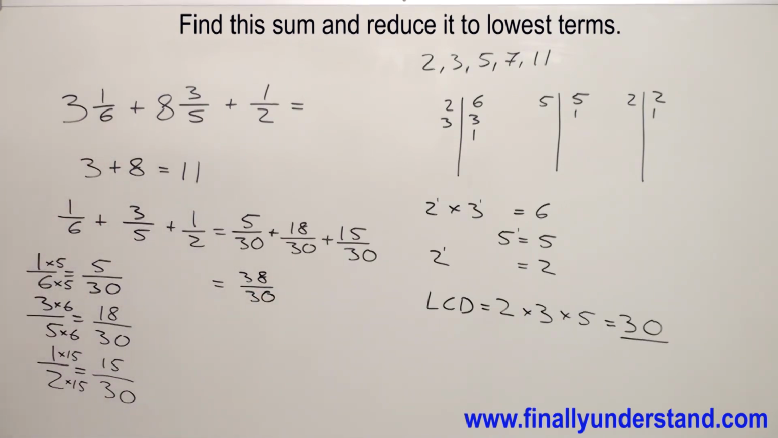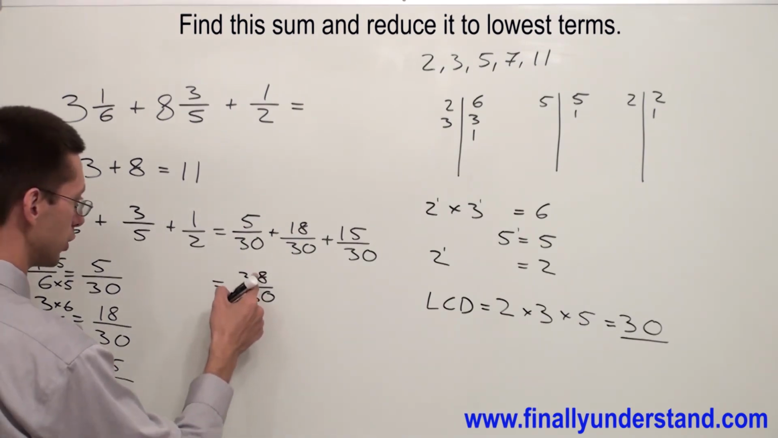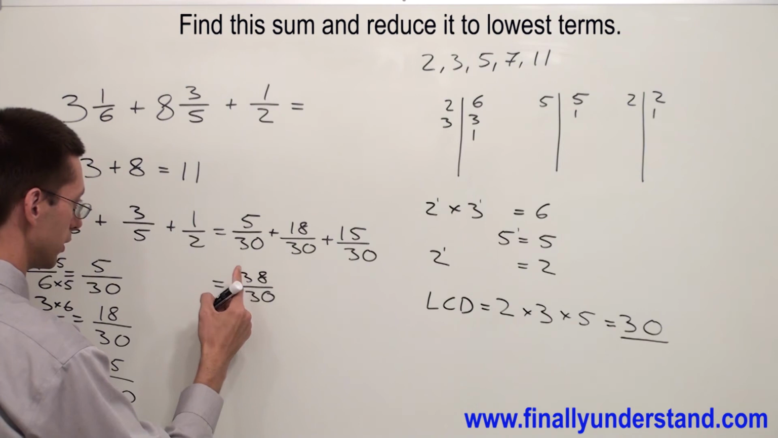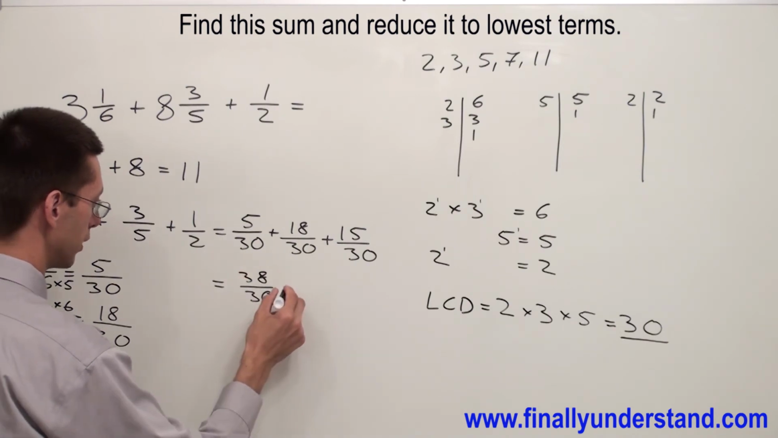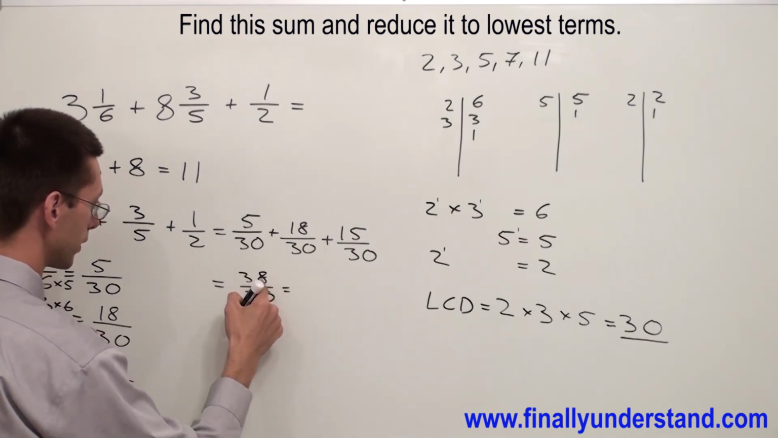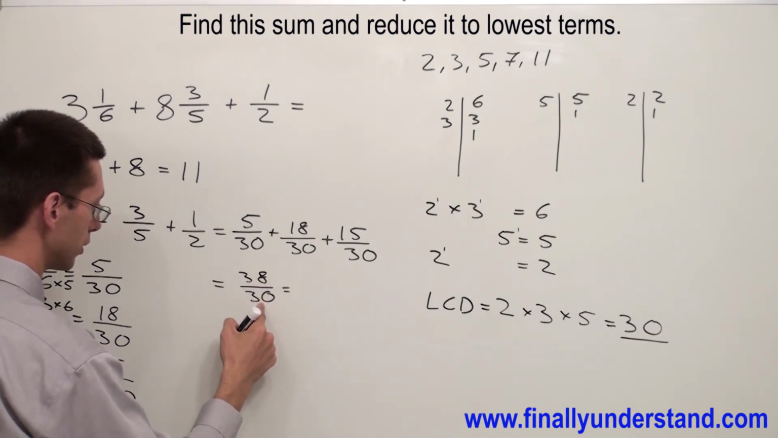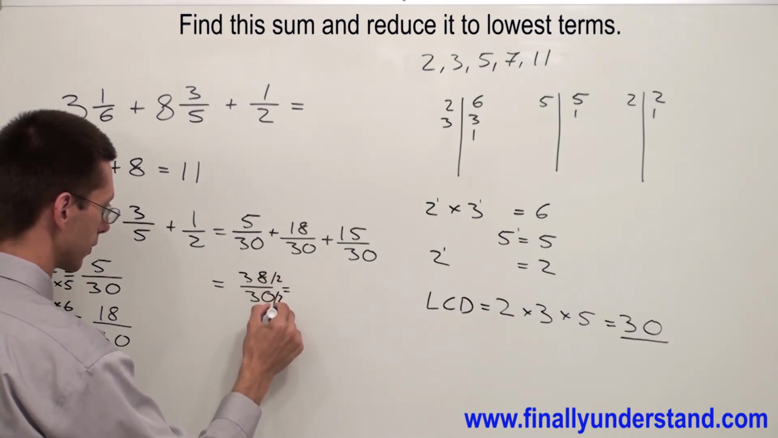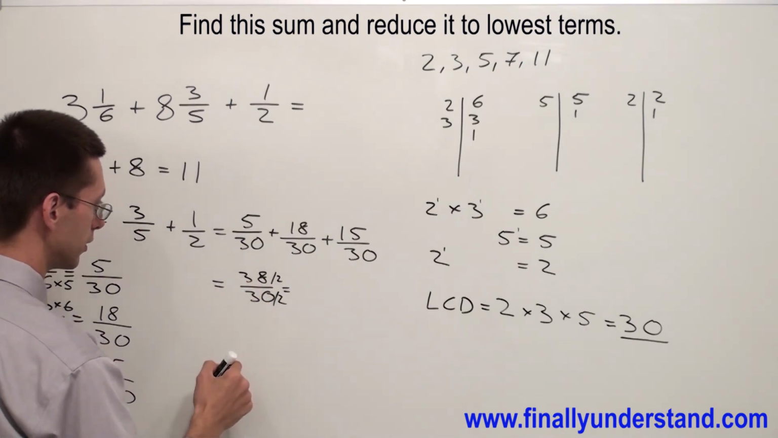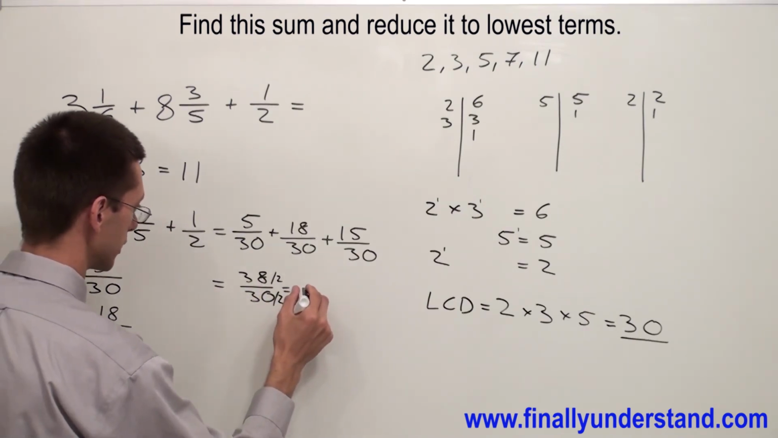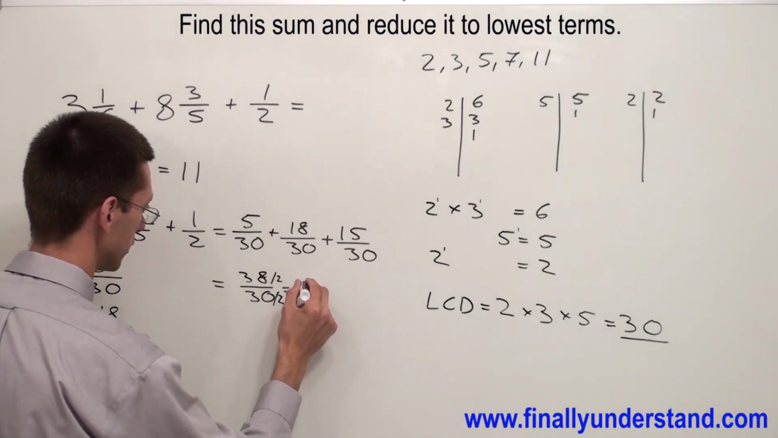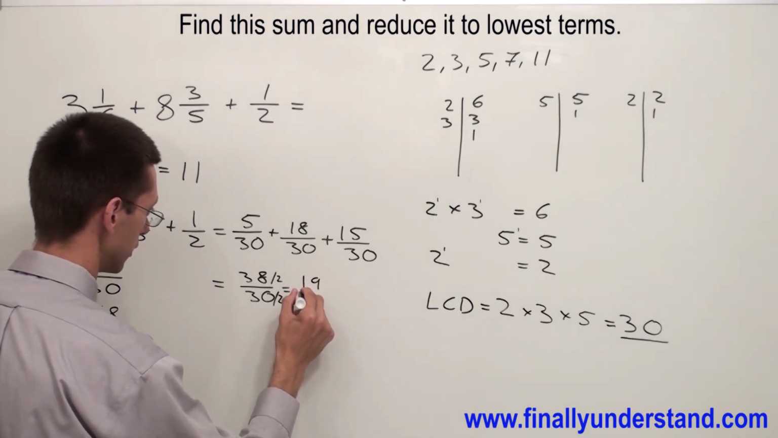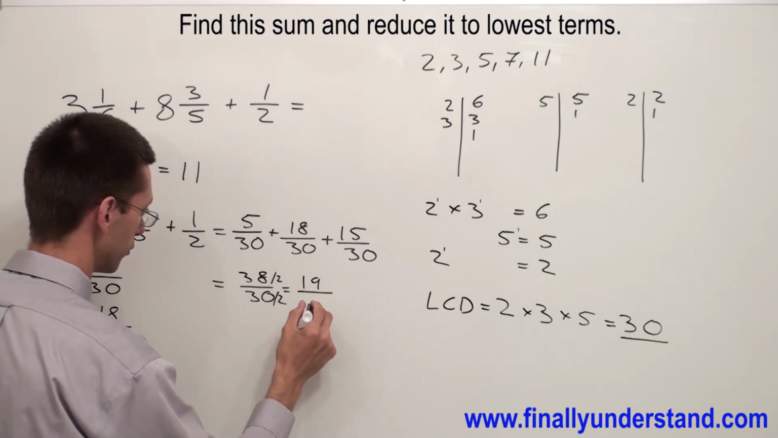Now, before we convert this fraction into the mixed number, check if we can reduce the numerator and the denominator. Now 38 and 30, both of them are divisible by 2. 38 divided by 2 is simply 19 over 15.